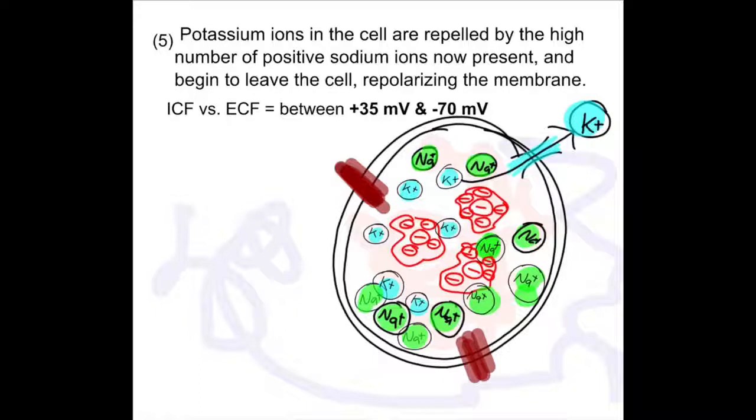Step 5. Potassium ions, repelled by the positive intracellular fluid, now exit the cell. Their outflow repolarizes the membrane back into the negative numbers.